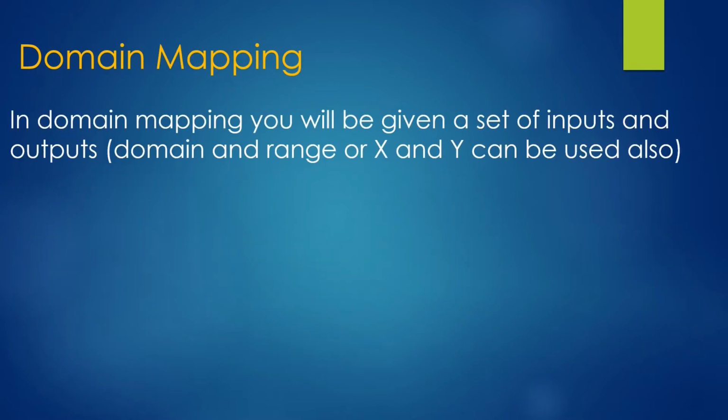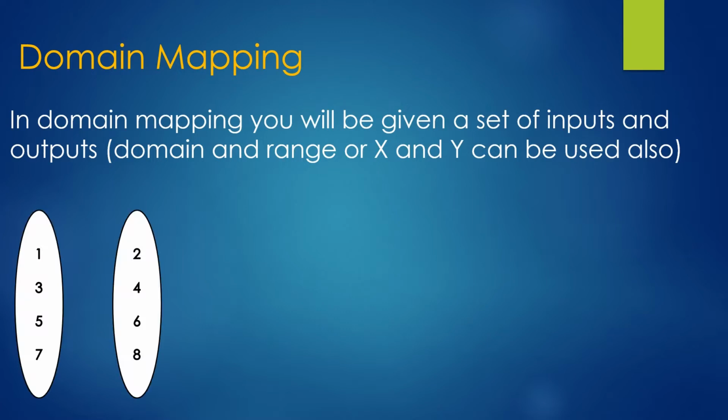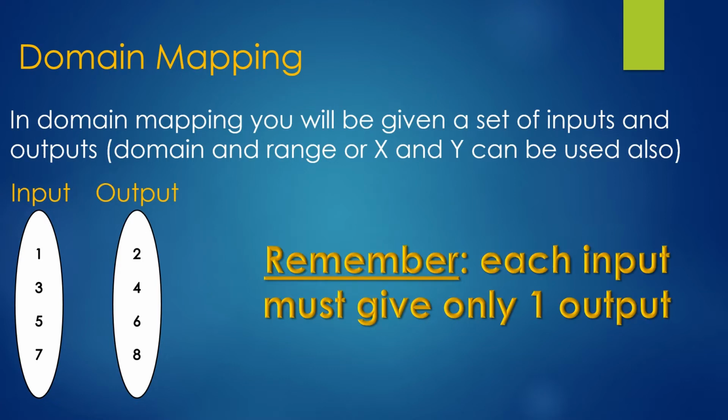Let's start with domain mapping. For domain mapping, you'll be given a set of inputs and outputs. Domain and range, or x and y, can be used also. And again, it looks like this. You have two ovals here, or two sets, and you're going to have arrows that connect the inputs to the outputs. Remember that each input must only give one output if it's going to be a function.